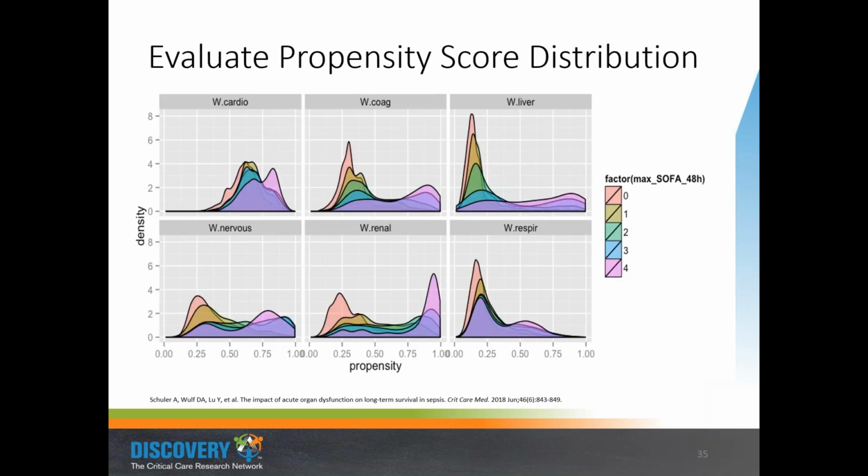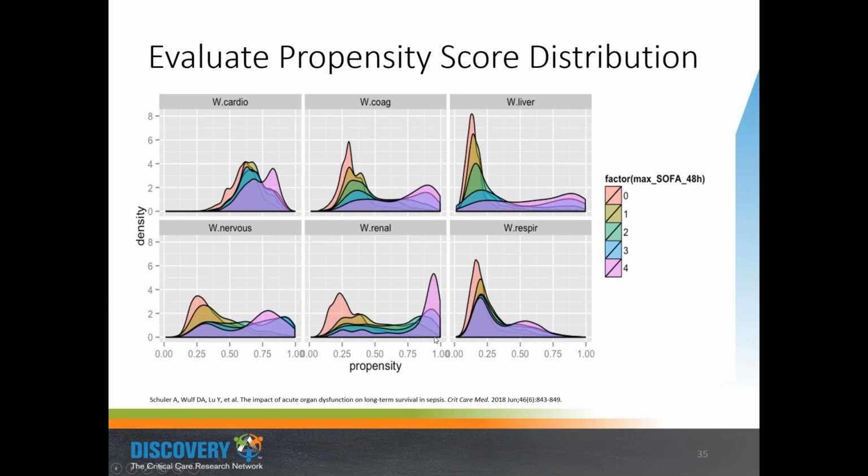I'm not going to go into this too much, except to say that this was a way for us to look at distributing patients across the SOFA score within each organ subscore between 0 and 4 and look at the distribution of the propensity scores.